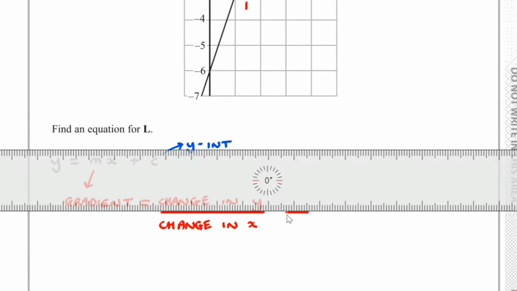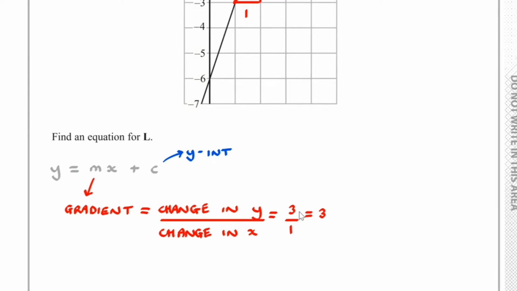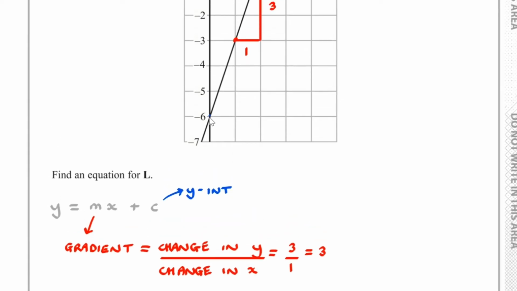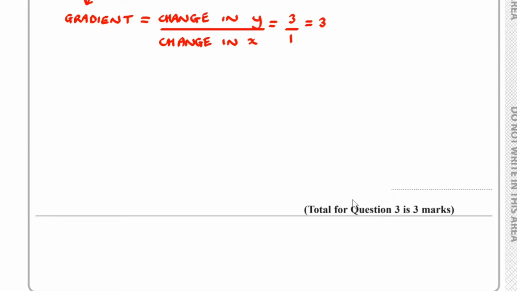So for the gradient, we have 3 over 1, which is 3. The y-intercept, where it crosses the y-axis, is -6. And so for the equation of the straight line, we would have y equals 3x subtract 6.